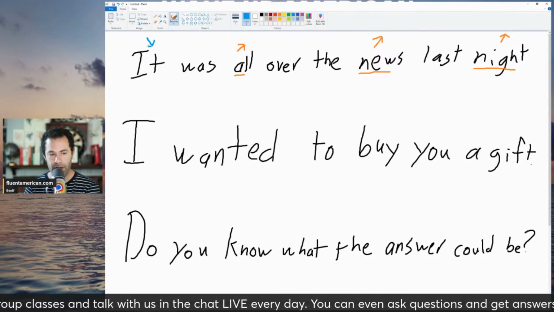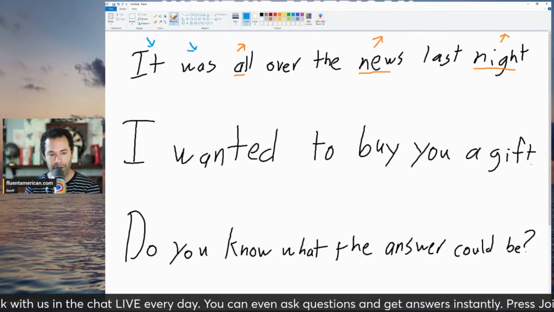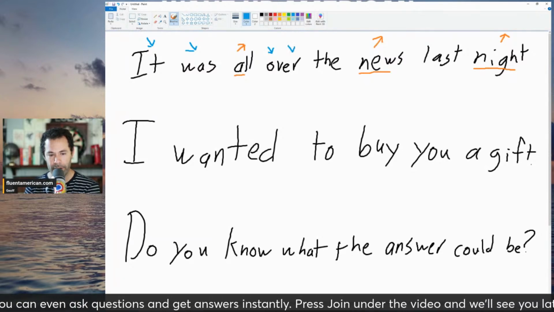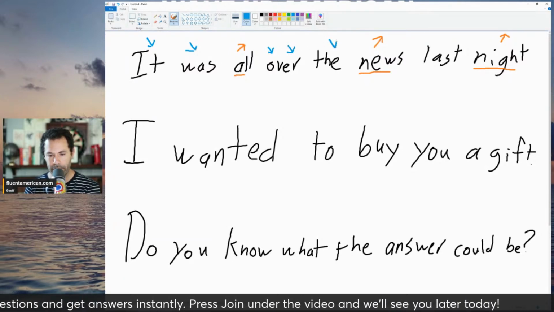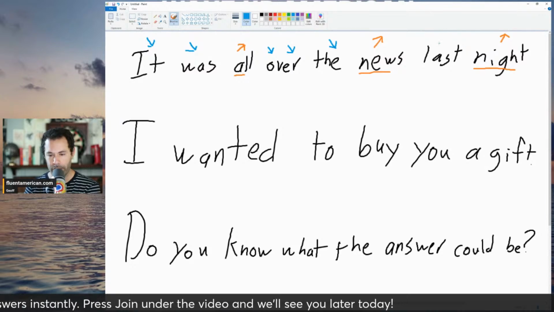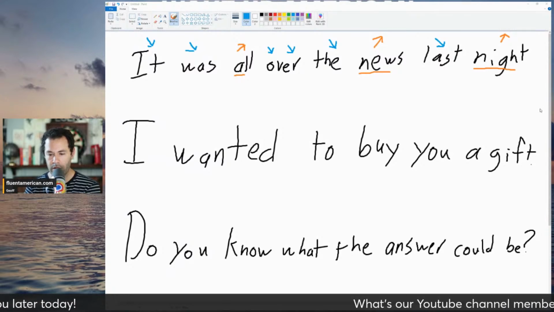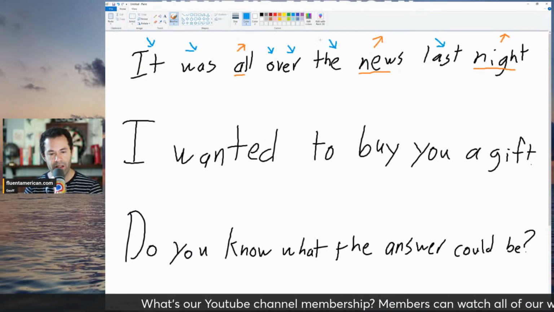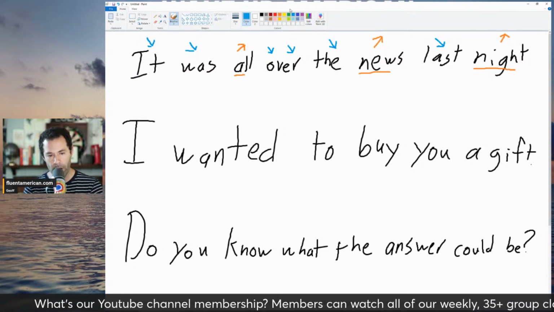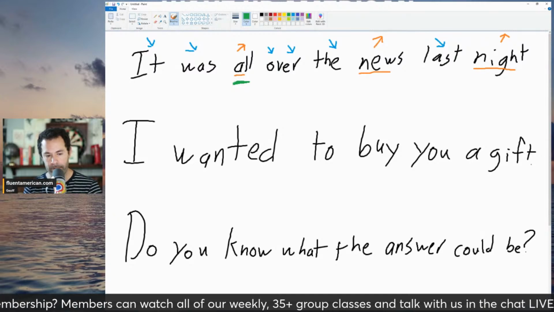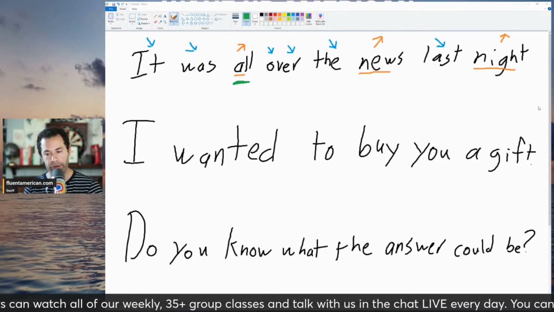So like, it was all over the news last night. Okay. So that's the first way we're going to read this. And then I'm going to read it again with only one stress. Let's imagine that when I read it, I only stress the word all. And I want you to see if you can hear a difference in the rhythm.